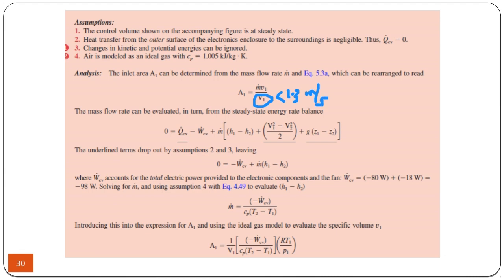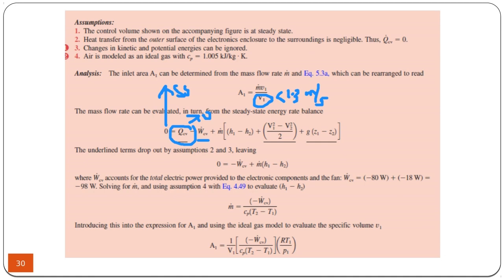And also we have the conservation of energy formula for steady state. That's why its left-hand side is 0. The computer case is well insulated, so there is no heat interaction between the case and the surrounding. This is 0. Work as electrical work is put into the system.